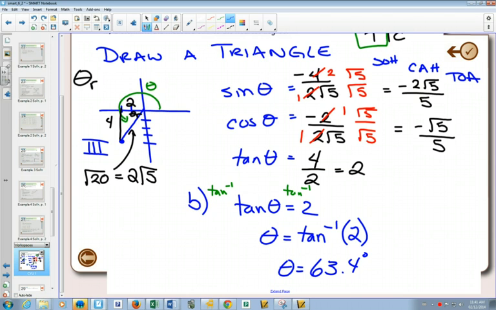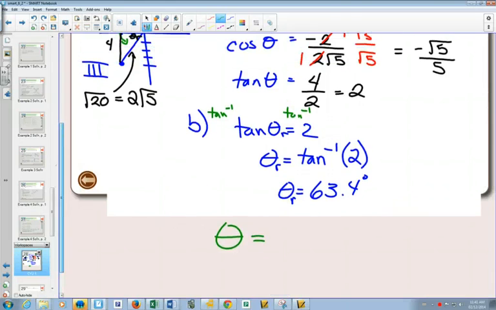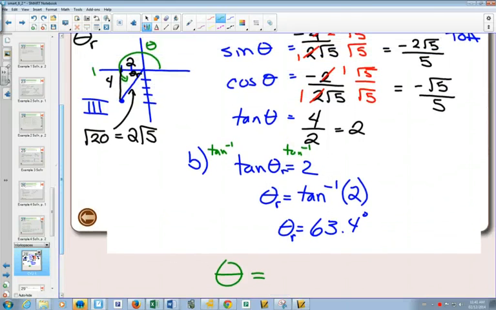If we look at our diagram, have we found the big green theta? No, what did we find? We found the little theta r. So maybe I should put a little reference angle in there, because that's what I found. Now what is my green angle going to be? Does that make sense when you look at your diagram? That you would have to go up to here, which is 180, and then go another 63.4 more.